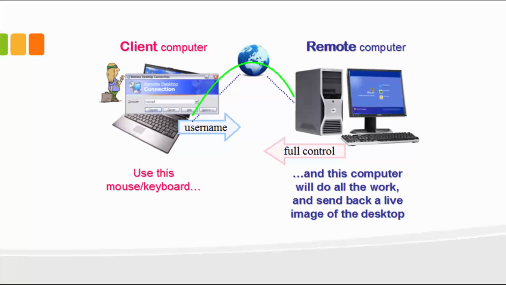Here's the brief visual architecture. So you have a client computer, you try to connect to a remote host, you provide the username and the password to connect, and this computer will do all the work and send back a live image of the desktop. So essentially, you're now going to be able to view the desktop of the remote computer just like you were sitting in front of that machine, and all that through remote connections.